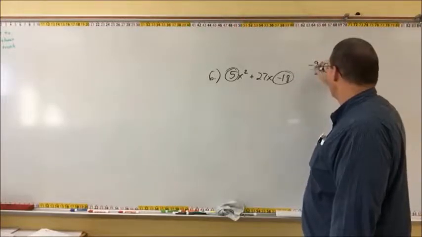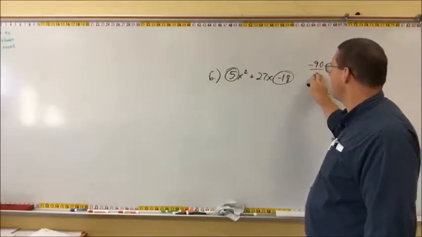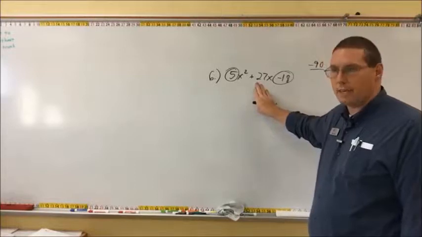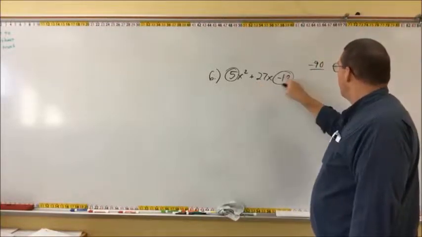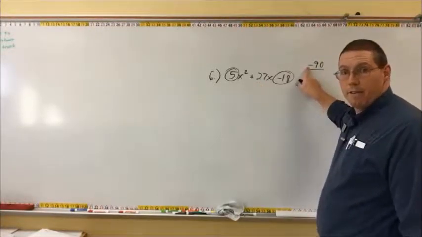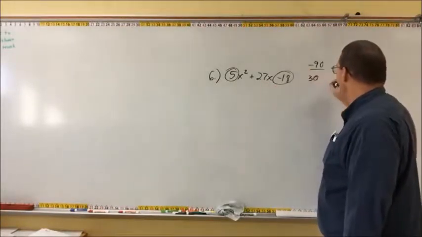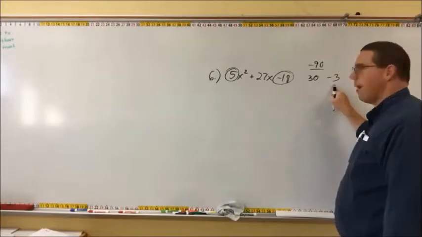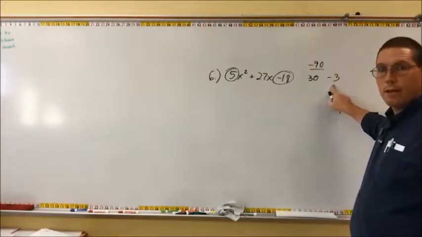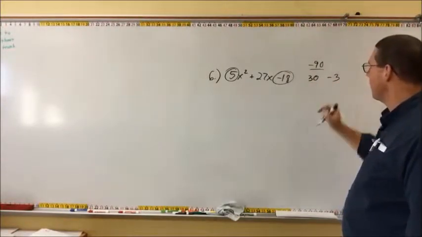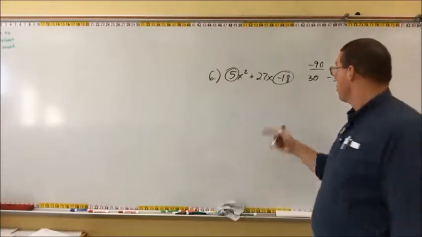So I got negative 90, and I need two numbers that multiply to negative 90 but add up to 27. Since this is a negative number, it's got to be a positive number and a negative number. So I'm thinking 30 and negative 3. 30 times negative 3 is negative 90, and 30 plus negative 3 is 27. So those are my numbers.